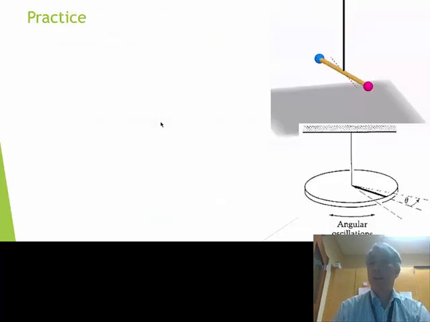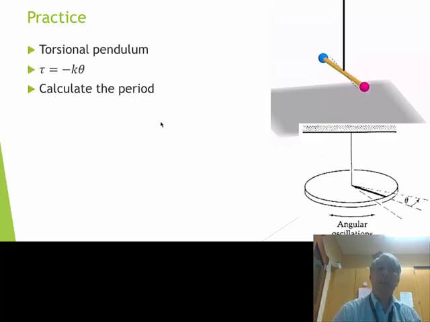So here's some practice. This is a torsional pendulum where the springiness is in the twisting of the wire that this object is hanging on. In this case, torque is going to equal minus k theta. I want you to go through the same process that we did to derive the period. So pause it at this point and try that. If you pause it after every step, it acts as a hint. I'm going to go through this relatively slowly, and pause it if you need to figure it out on your own.